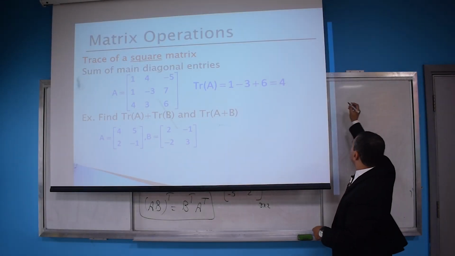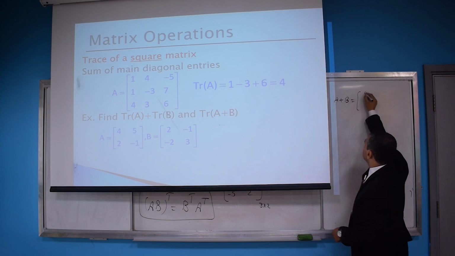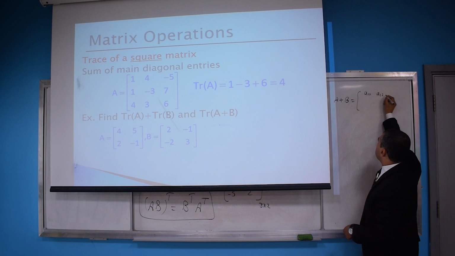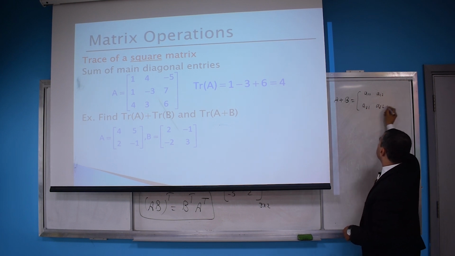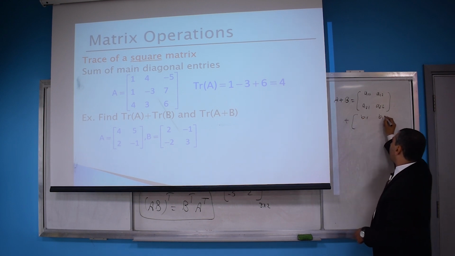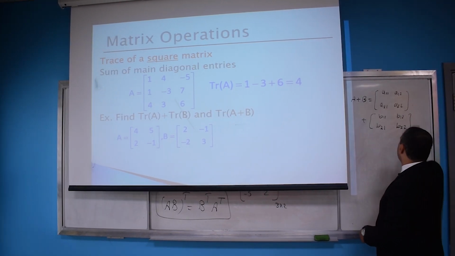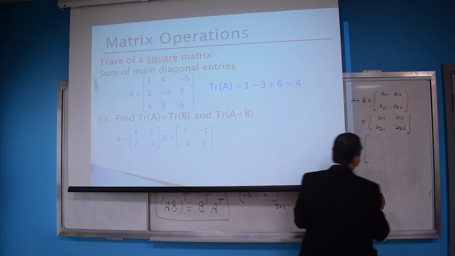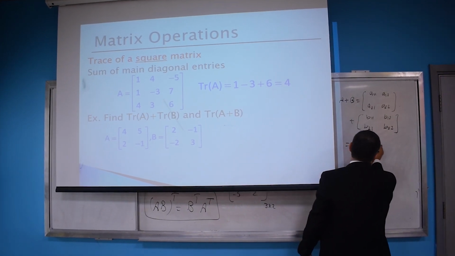Let's do it symbolically. For example, if you want to sum A plus B, and this is your A, we want to sum it with matrix B. So we'll get the matrix A11 plus B11.